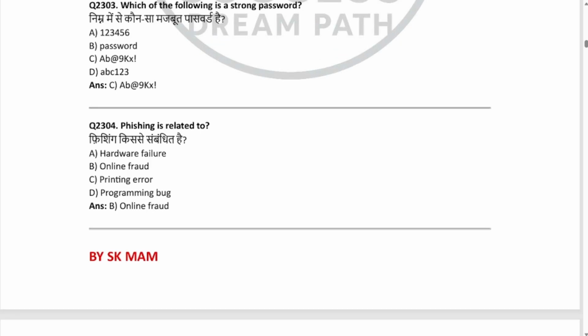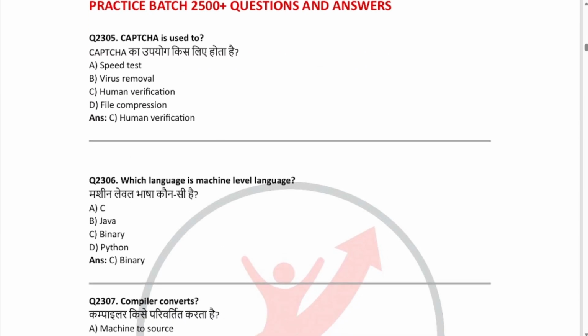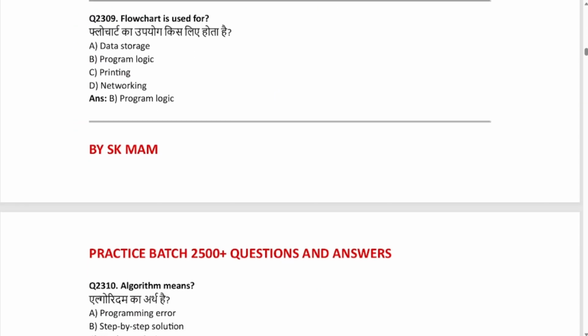Which of the following is a strong password? AV@9kx. Phishing is related to online fraud. CAPTCHA is used for human verification. Which language is machine language? Machine level language, binary language. Compiler converts source to machine code. Which is not a programming language? HTML. Flowchart is used for program logic.